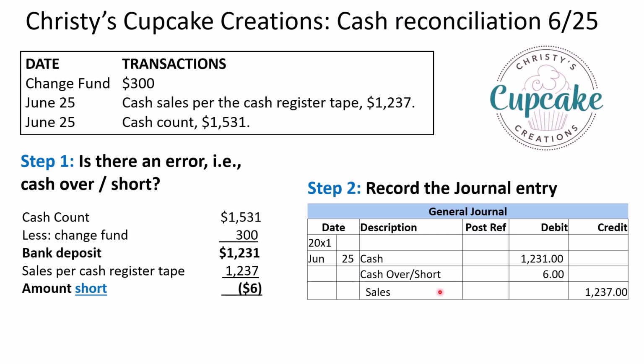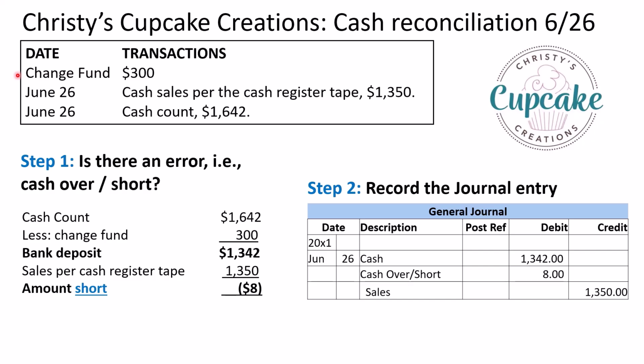On the next line, we indent slightly and write sales into the description column and the amount of $1,237 into the credit column. This is the amount from the sales register tape. Now, if you're struggling with this journal entry, start by writing the cash line first and the amount that was deposited. Then leave a blank line and write the sales from the sales register tape on the third line. Then compare the debit and the credit and decide where the cash shortage or over should be debited or credited. After all, both sides of debits and credits must balance.